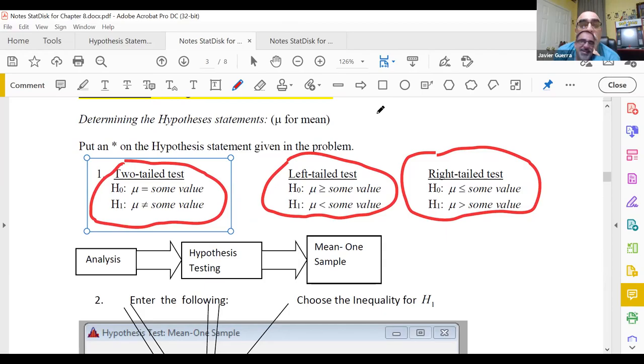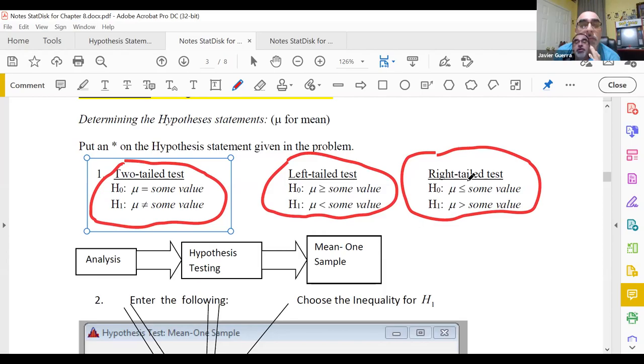They are complements. The complement to equals is not equals. The complement to greater than or equal to is less than. The complement to less than or equal to is greater than. So they work as complements to each other. Each of these tail tests, that's how they work.